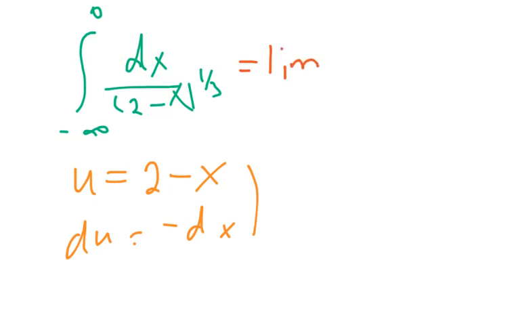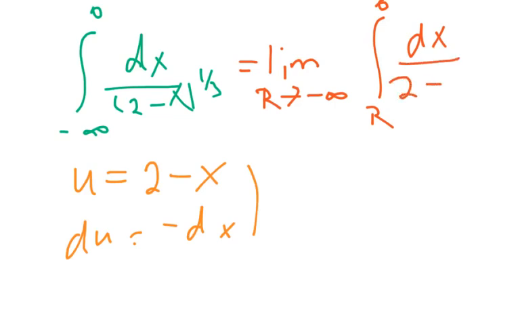So we are going to give a dummy variable again. Let's say that it's r. As r approaches minus infinity, we are going to substitute minus infinity for r, and we are going to put our 0 here, and we are going to put our dx here. So 2 minus x, and everything raised to the 1/3. Now we are going to make use of our substitution, and we are going to, of course, start operating.